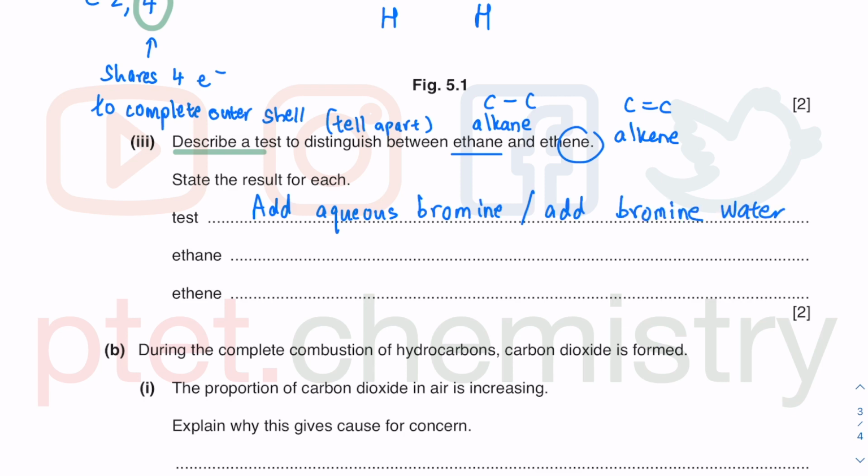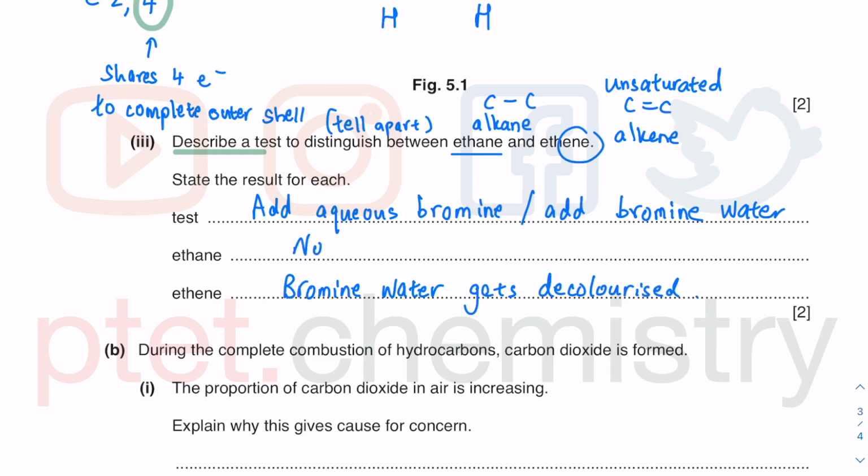Carbon-carbon double bond is unsaturated. Unsaturated means you can add onto the double bond. So aqueous bromine gets decolorized. We can say bromine water gets decolorized, or it turns colorless. So it has undergone an addition reaction.